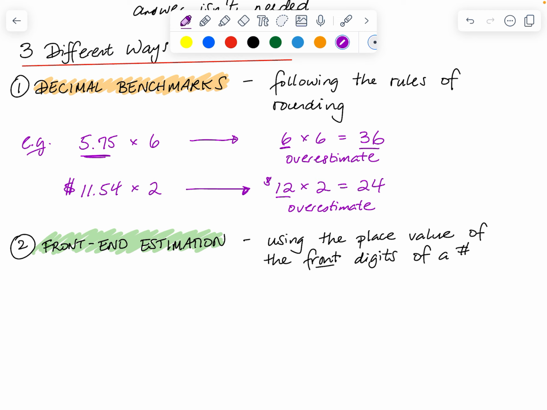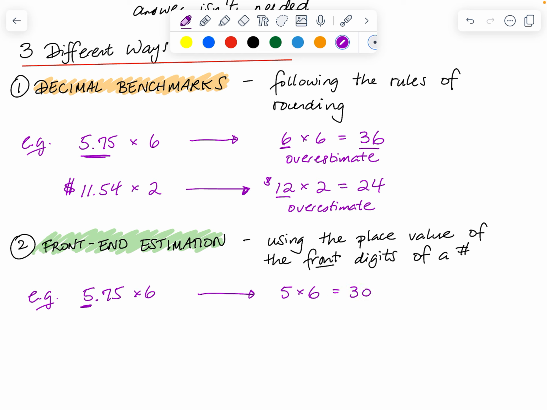So we're going to use the same first example as above here. Now, 5 and 75 hundredths, or 5.75 times 6. Now, all you're going to do with front-end estimation is take the numbers before the decimal and cut off the rest. You're not following the rules of rounding. So when you're doing front-end estimation for 5.75 times 6, you're actually not going to round up to 6. You're just going to take the 5 as it is. So it's going to be 5 times 6, which is 30.